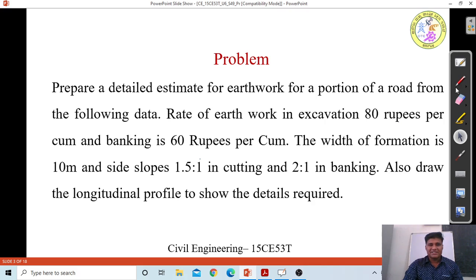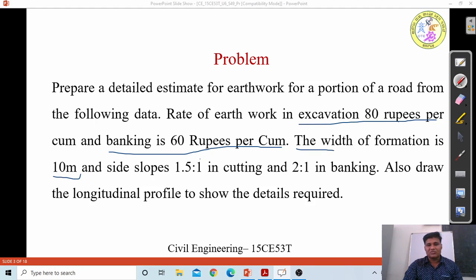Prepare a detailed estimate for earthwork of a road where the rate for earthwork excavation is 80 rupees per cubic meter, and for filling it is 60 rupees per cubic meter, and the width of formation is 10 meters. What is this width of formation? Every road will be either in cutting or in filling.